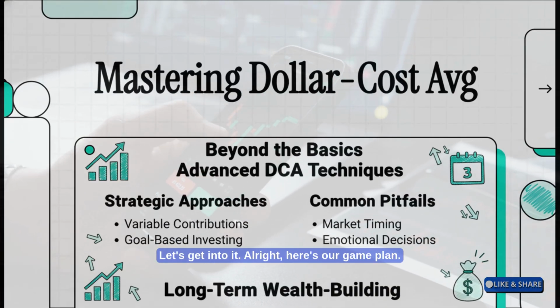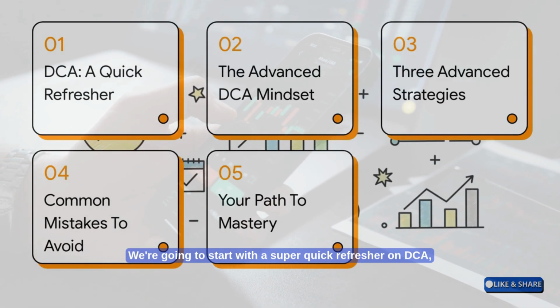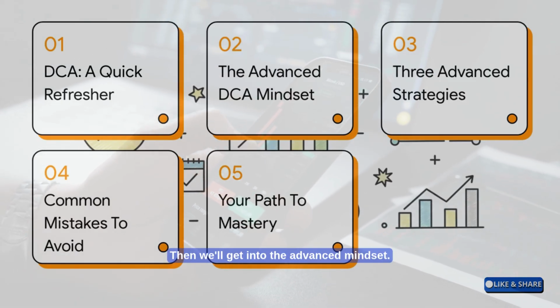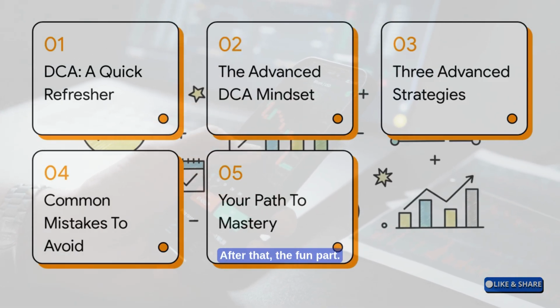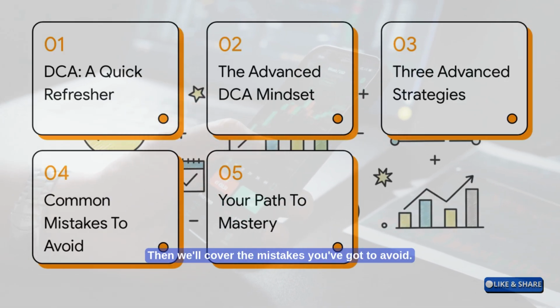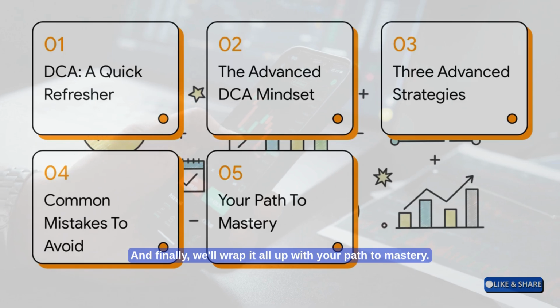Let's get into it. All right, here's our game plan. We're going to start with a super quick refresher on DCA, just to get on the same page. Then we'll get into the advanced mindset. After that, the fun part: 3 powerful strategies you can use. Then we'll cover the mistakes you've got to avoid. And finally, we'll wrap it all up with your path to mastery.